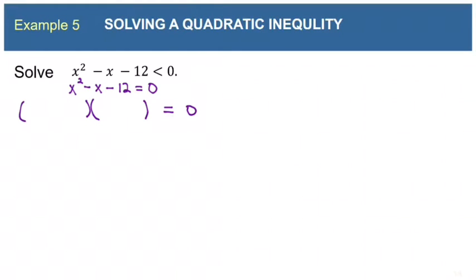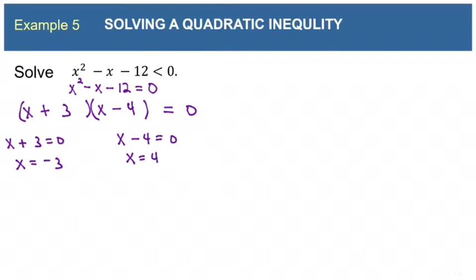So let's factor. X squared is going to be x times x. The last times last made negative 12. So let's use a plus and a minus. And we'll need negative 4 and positive 3 in order to get the middle term that we want. Now if this times this is 0, one of our factors has to be 0. Set each factor equal to 0 and solve. And these are our two solutions to our equation. Therefore, these are the critical numbers to the inequality.